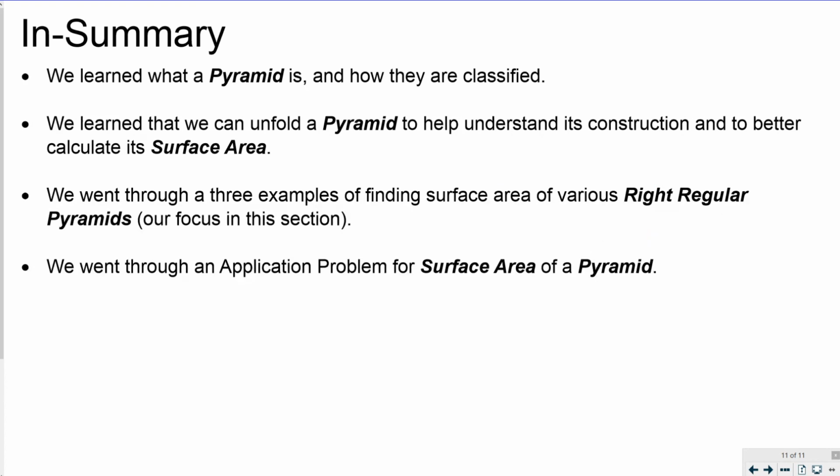So in summary, that's it for the video, guys. We learned what a pyramid is today and how they're classified. We learned that we can unfold a pyramid to help understand its construction and then to better calculate its surface area. We went through 3 examples of finding surface areas of various right regular pyramids, which is the focus for this section. And we went through an application problem for the surface area of a real-life pyramid, the Great Pyramid of Giza. If those measurements are accurate, now you know the surface area of the Pyramid of Giza, which would be a cool little trivia fact to know for the future.